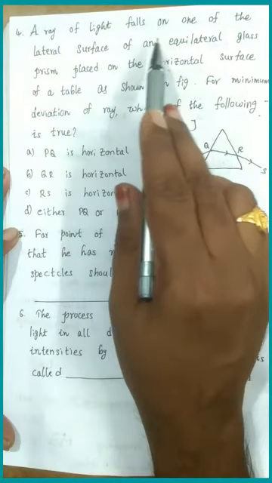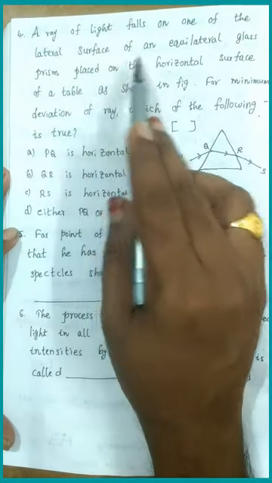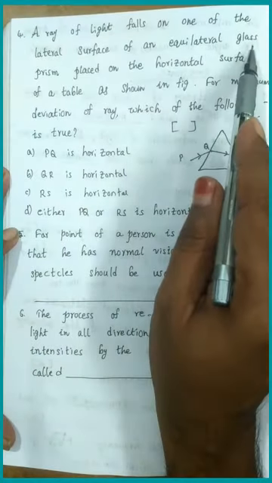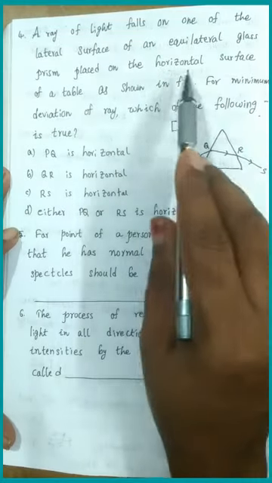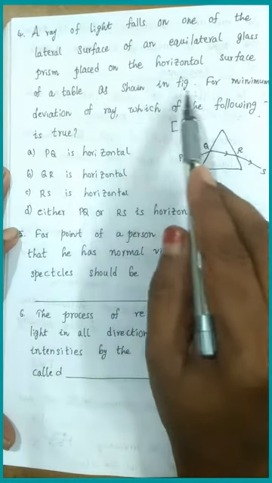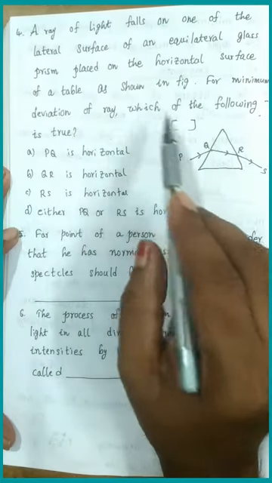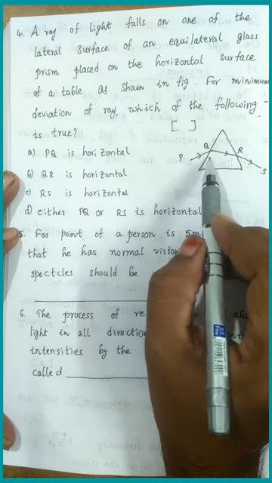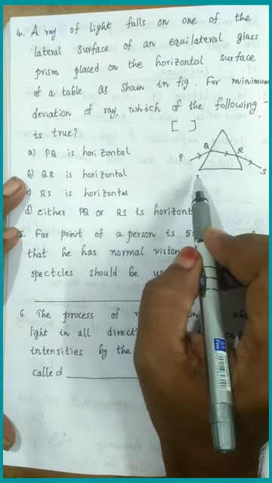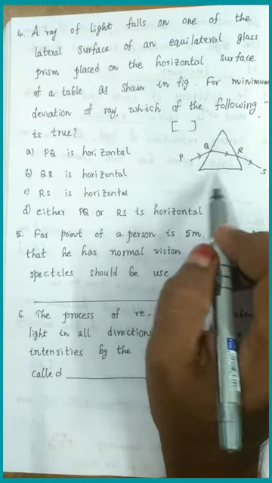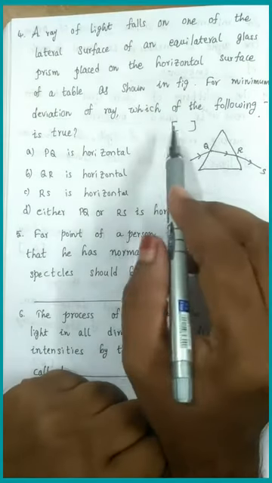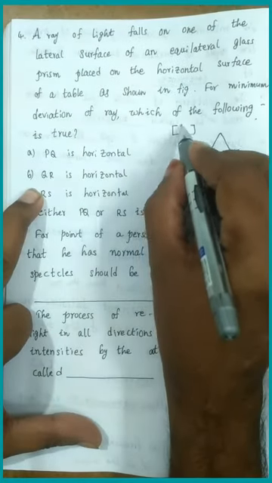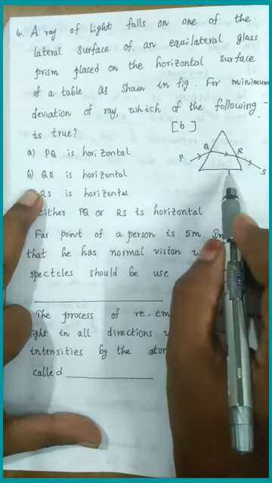A ray of light falls on one of the lateral surfaces. These are called lateral surfaces. An equilateral glass prism is placed on the horizontal surface of a table as shown in the figure. For minimum deviation of the ray, what should be parallel? This QR. If QR is horizontal to the base, then only we will get the minimum deviation. That's why option B is correct. QR is horizontal.